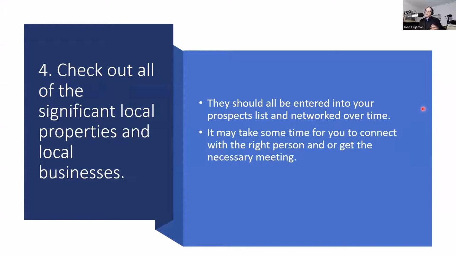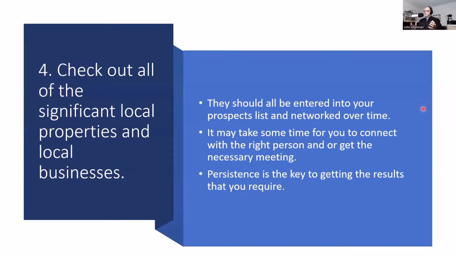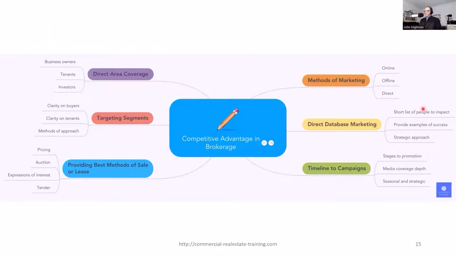So I get the point that I've mentioned earlier. I'll put it up here again. It may be some time for you to connect with the right person and or get the necessary meeting. So what is the message here? Persistence is the key to getting results that you require in brokerage today. The best agents are persistent, organized, they take action every day, they keep on track, they have their plan. So these 4 things, I want you to think about them. I've just been through them, but there's a lot of work there. I know that. But when you think about it, commercial real estate has a great amount of reward for the agents that get organized. So let's look at getting organized.